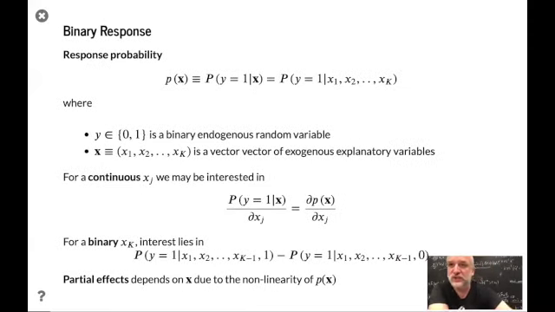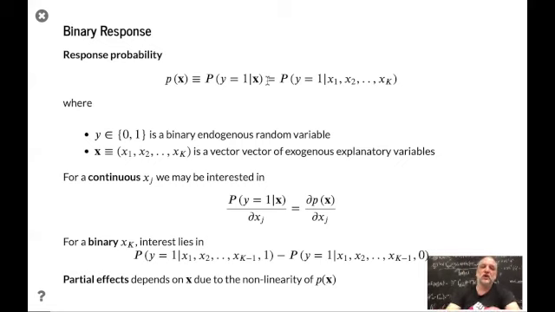So why don't we just get through the equations right away? The main object of interest, also because it's something we could potentially observe, is the response probability. We'll call that P here. That's the probability that y is equal to 1. So what does this mean? This means that y is equal to 1 conditional on x.